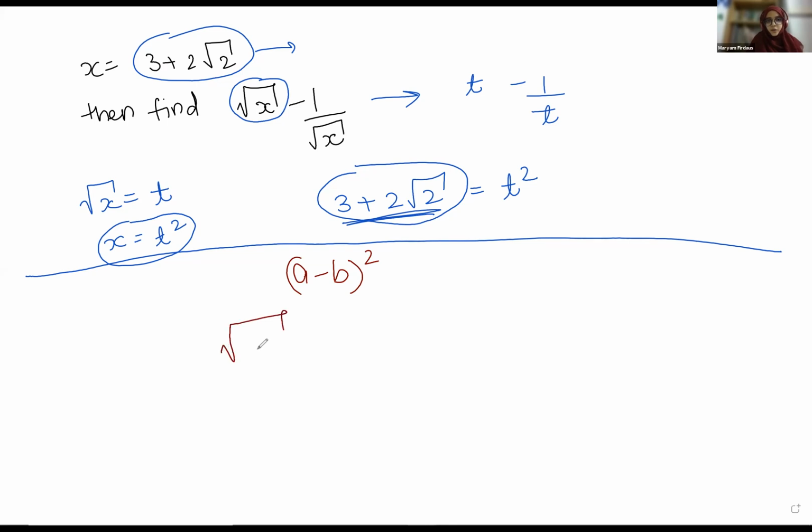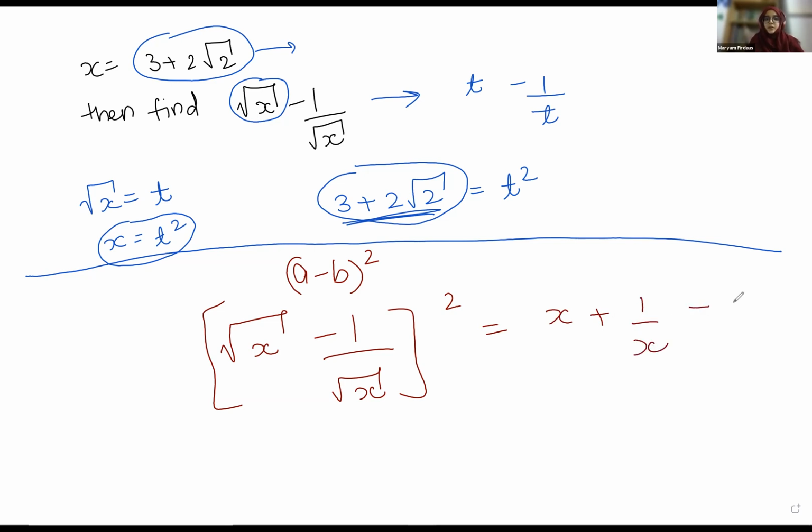Okay, so you did a minus b whole square. And what did you do after this? Ma'am, root x minus 1 by root x whole square is equal to x plus 1 by x minus 2. Right. Okay, so I get it. What you did over here, you put the value of x, and the x was this thing. Yes, ma'am.